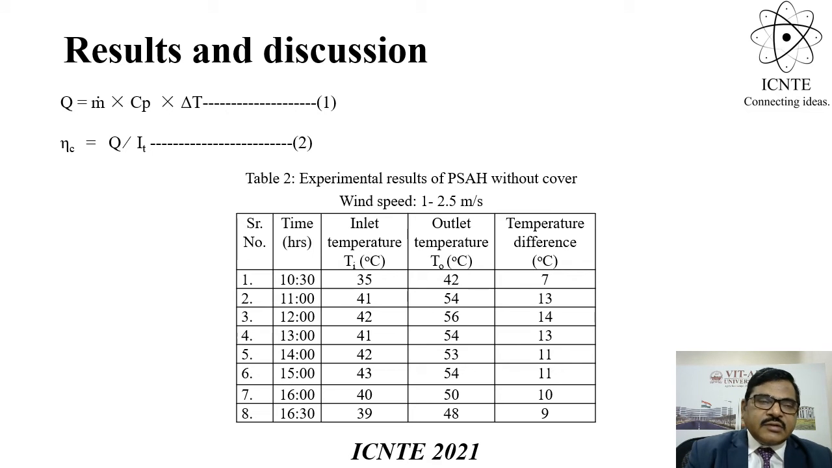And the calculations are done using these two equations majorly. One is the heat gained by the air, from the mass flow rate, specific heat of air, and the change in temperature. And efficiency of the collector is the heat gained divided by the intensity of solar radiation.